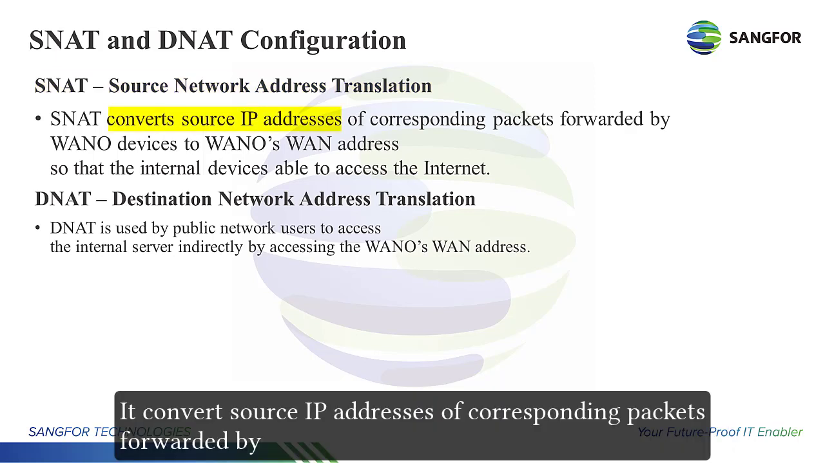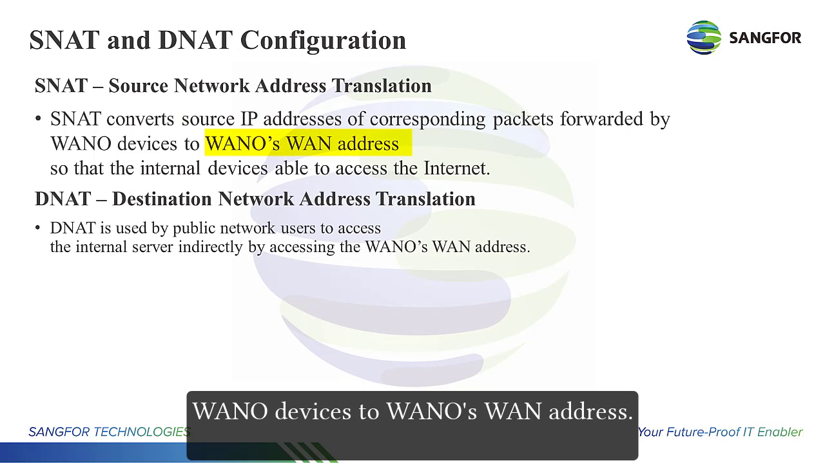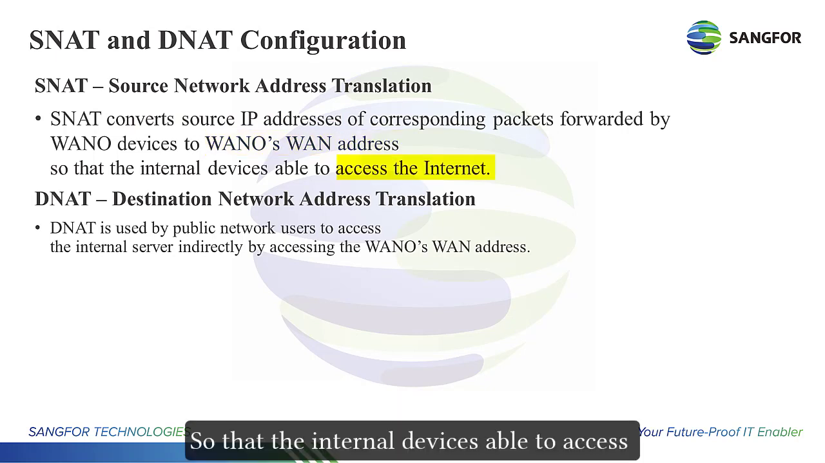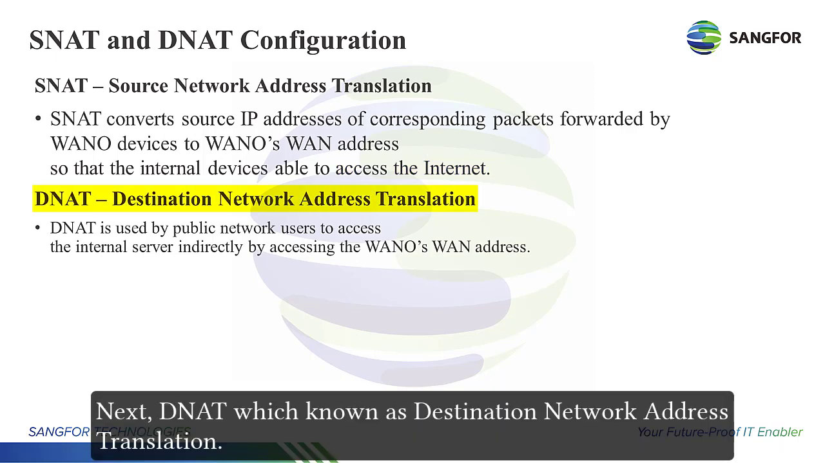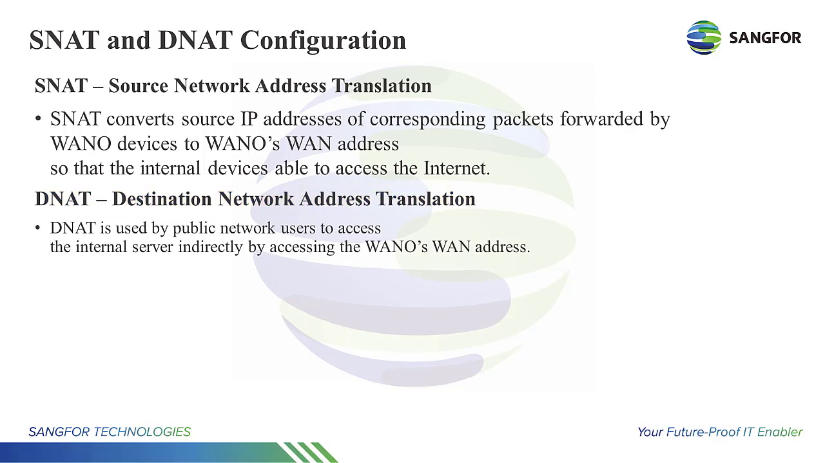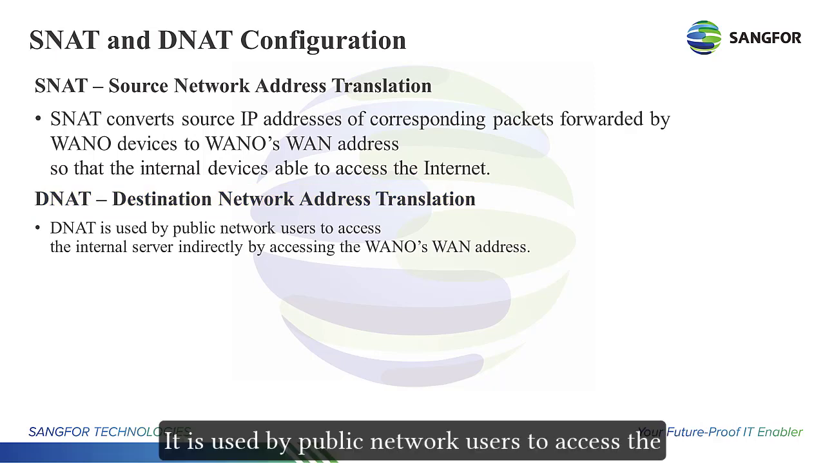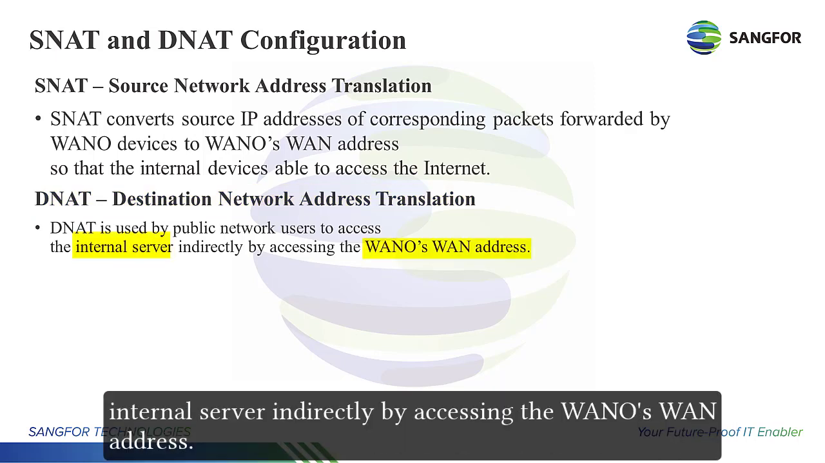It converts source IP addresses of corresponding packets forwarded by WANO devices to WANO's WAN address, so that the internal device is able to access the internet. Next, DNAT, which is known as Destination Network Address Translation. It is used by public network users to access the internal server indirectly by accessing the WANO's WAN address.